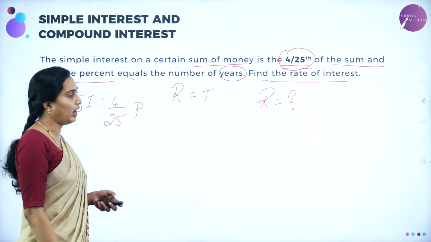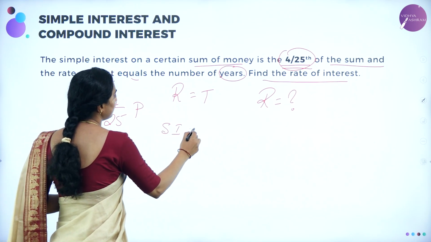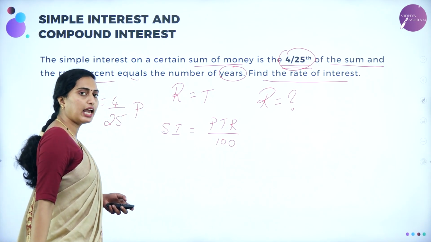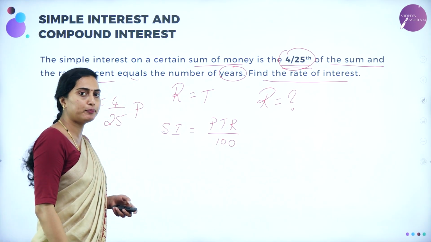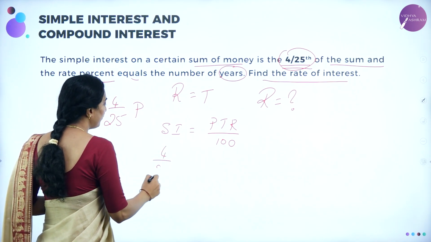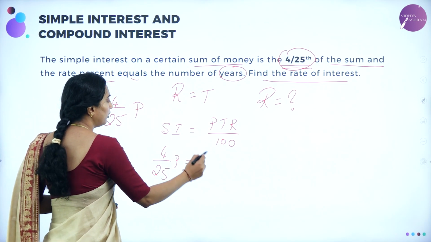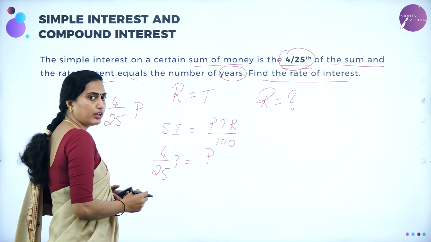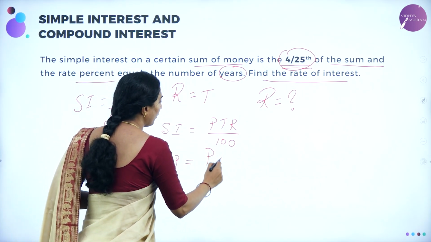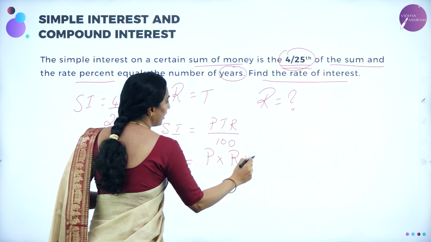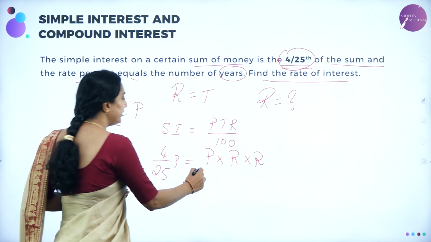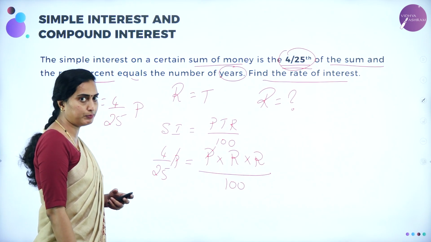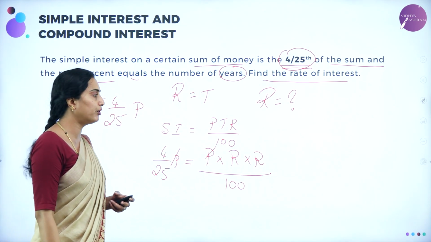Now, what is the formula you are going to have? SI equals PTR divided by 100, isn't it? Now, what is SI? SI they have given as 4 by 25th of the principal amount. Therefore, 4 by 25th of P equals P as it is, and T they have given as R, and R we don't know. So, you are going to get T equals R. This R we don't know as it is, I am writing. Got? Divided by 100. Now, you are going to cancel this P and this P. Therefore, you can cross multiply here. If you cross multiply 100, what you are going to get?